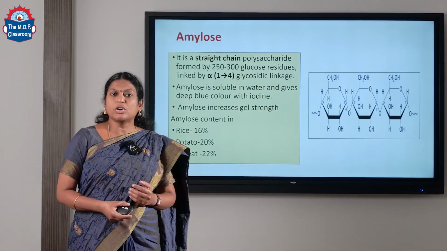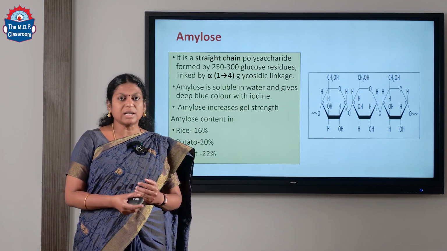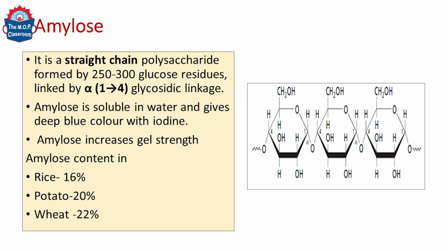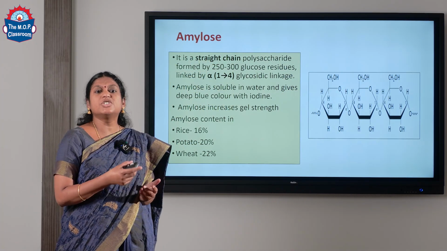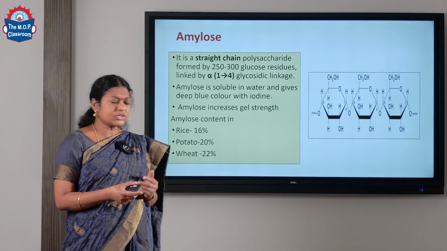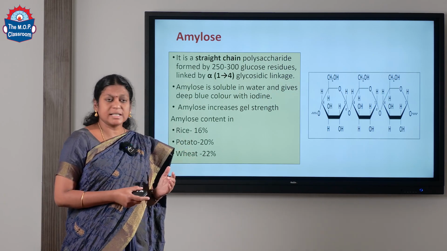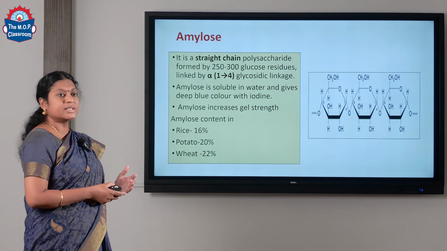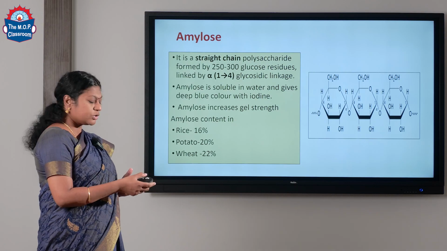Now let us discuss the characteristics of amylose and amylopectin. Amylose is a straight chain polysaccharide, as we already discussed. It is made up of a number of glucose units put together by alpha 1,4 glycosidic linkage. Amylose is soluble in water and it gives a deep blue color with iodine. And amylose increases the gel strength. We already saw that 15 to 20% of our starch is made up of amylose. For example, rice has 16% amylose, potato has 20% and wheat has 22% of amylose.